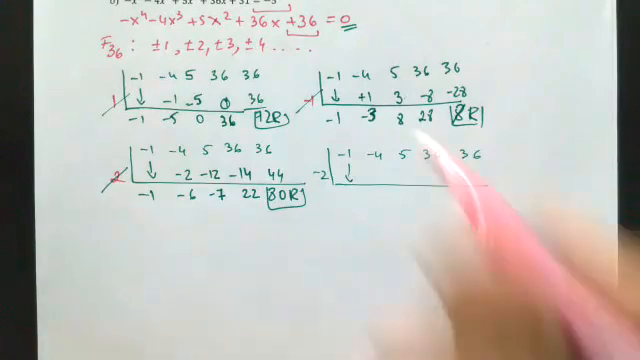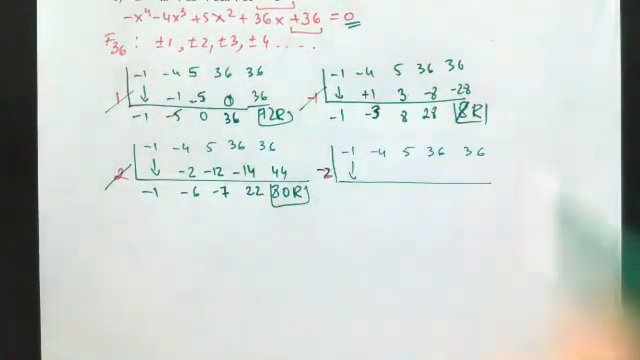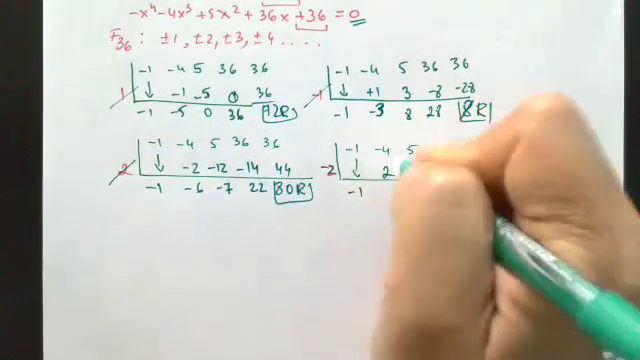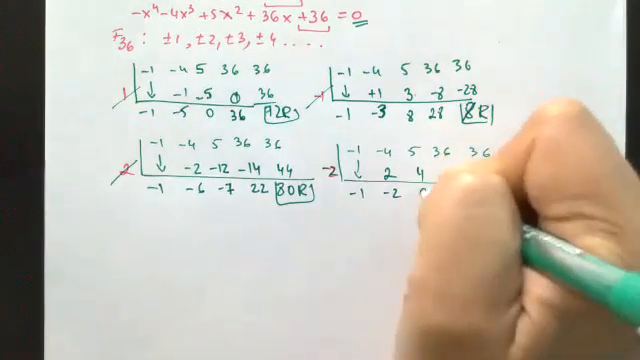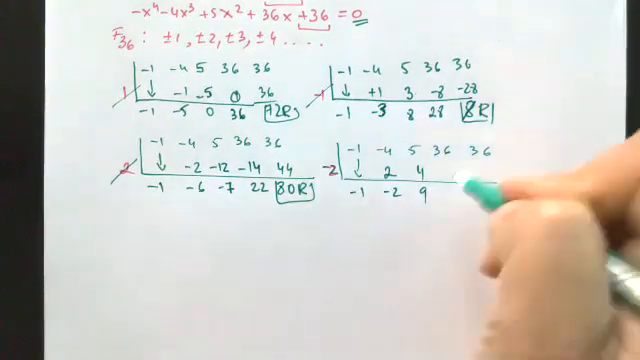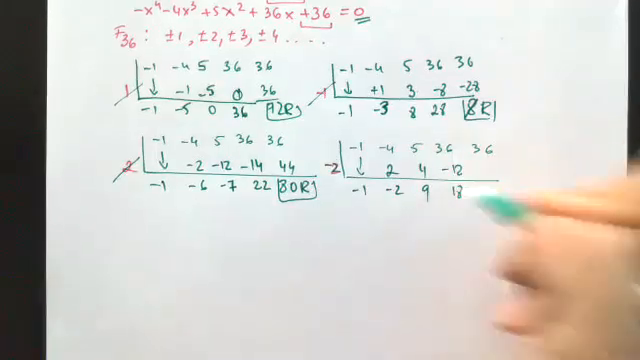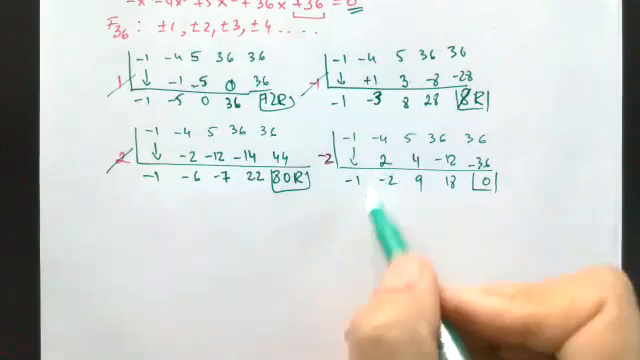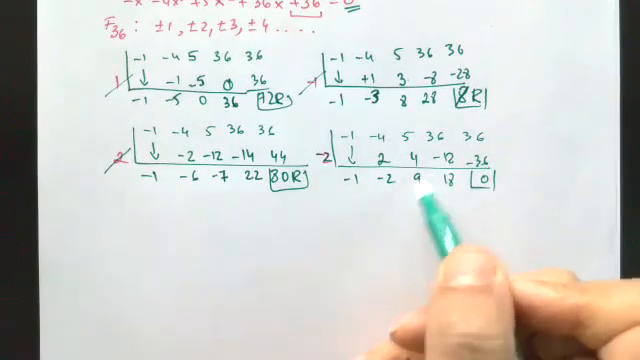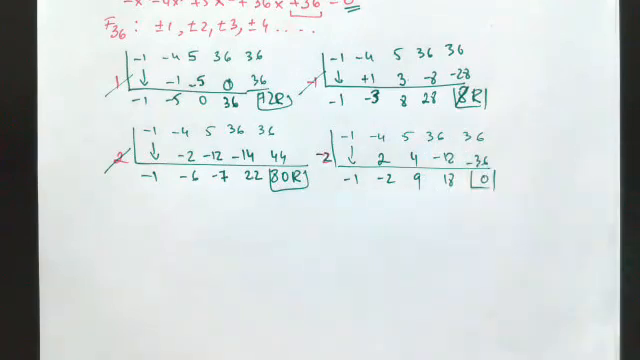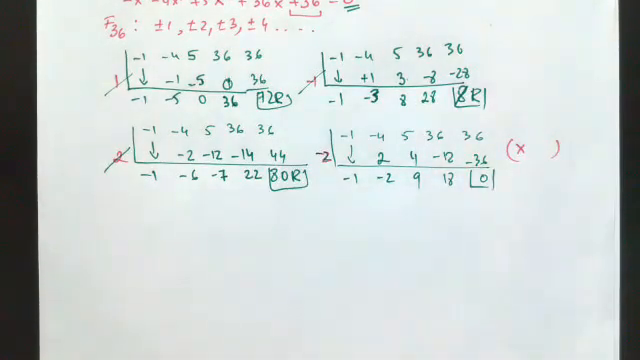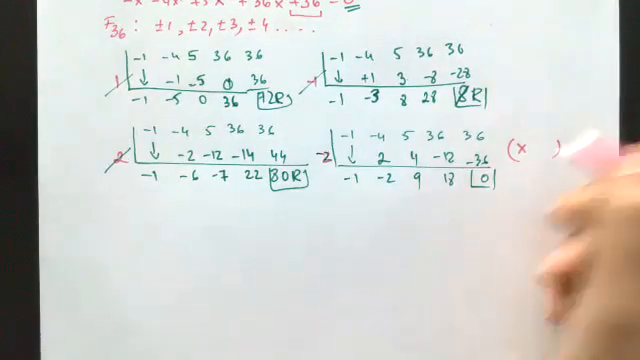Check -2. Two, -2, 4, 9, -18, 18, -36, 0. Check our signs. Looks like it's correct. Agreed? Okay, so our first factor is x, what? Plus 2, you got it.